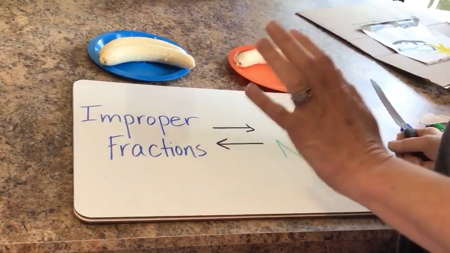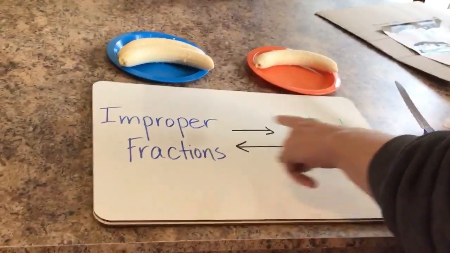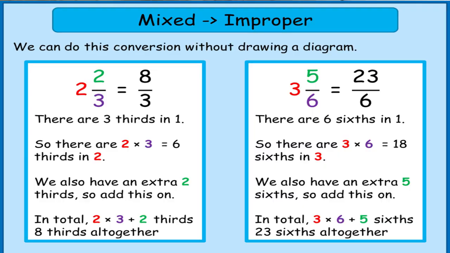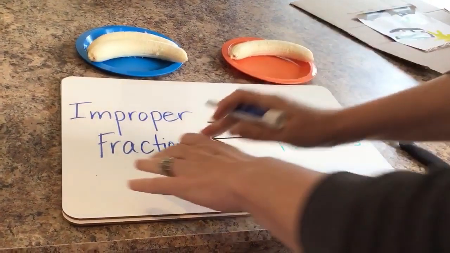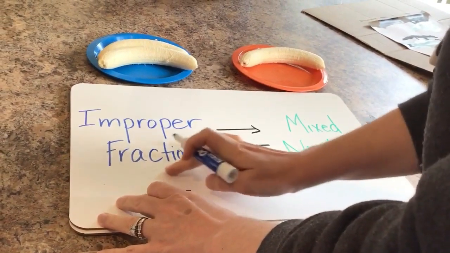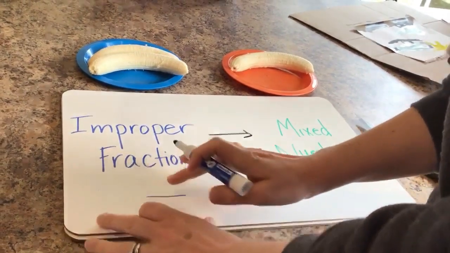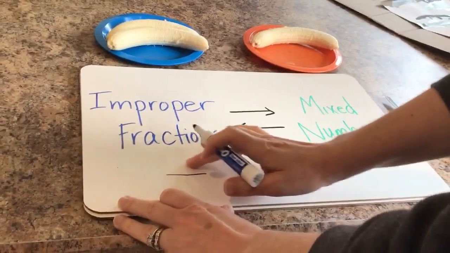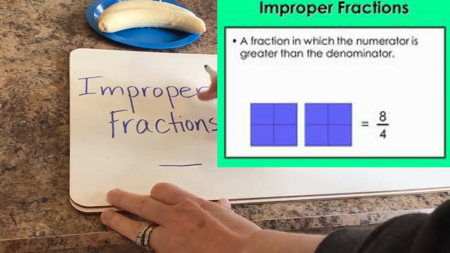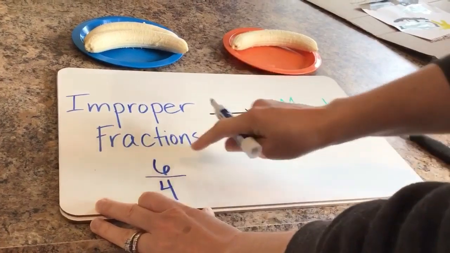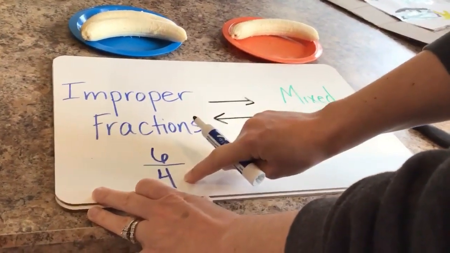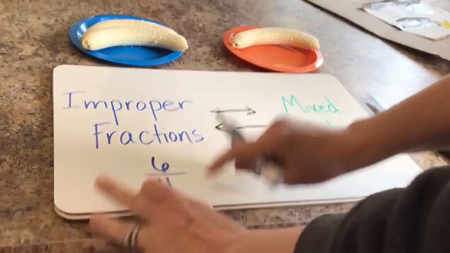Alright guys, this video is going to be talking about improper fractions, mixed numbers, and how to switch back and forth between the two of them. To remind us about what improper fractions are, they're any fraction where the numerator, the number on top, is bigger than the denominator. So the numerator is greater than the denominator, that's an improper fraction. An example is 6/4. 6 is larger than 4, so that is an improper fraction.